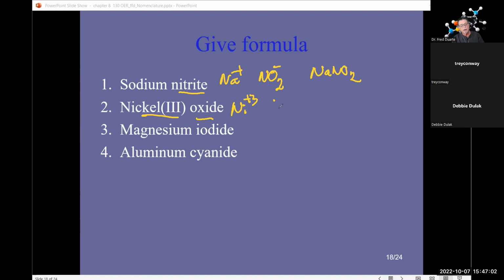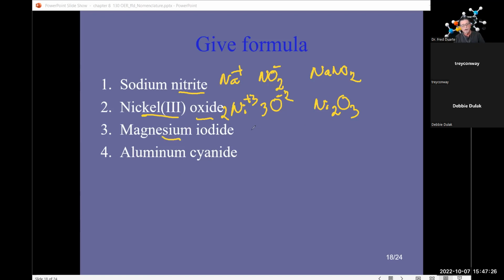Nickel(III), so we're working with nickel +3, and then oxide. And so we got oxide, which is O2-. So now we have the similar atoms, so we need 2 of the +3 and 3 of the -2. So we got Ni2O3, and that would be nickel(III) oxide.